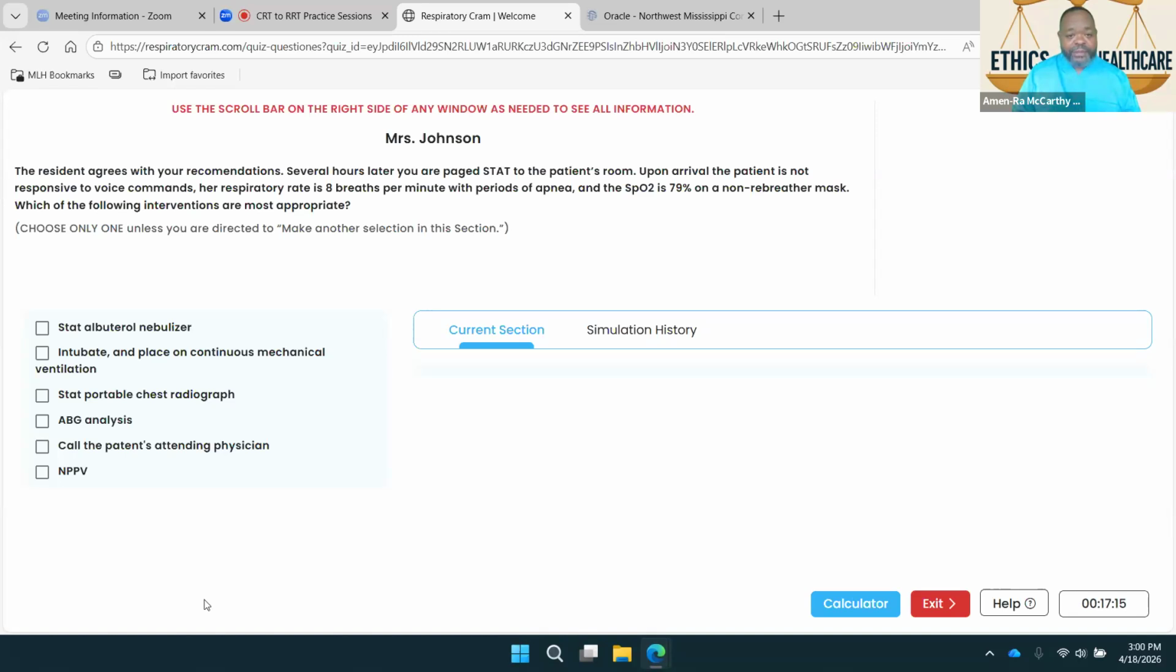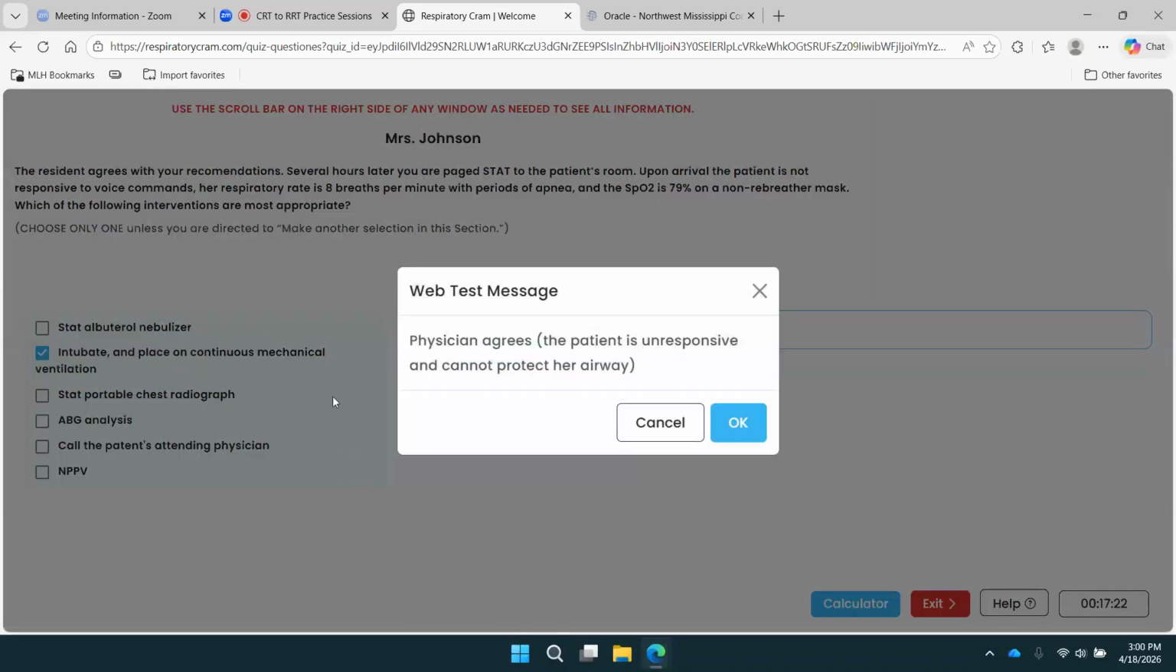It's time to intubate, okay? Everybody understand that? Yes. All right. You want physician agrees, intubate. Don't be scared to tube them, okay? If that patient is non-responsive, and there's other indications for ventilation, like I said, when we get to that, we'll go over some of those indications and contraindications. But anytime you see non-responsive, periods of apnea, sat in 79, she's over the moon. It's time to intubate. Okay.